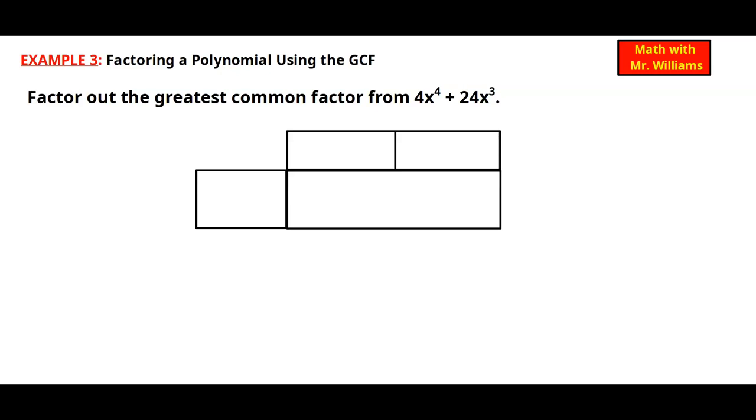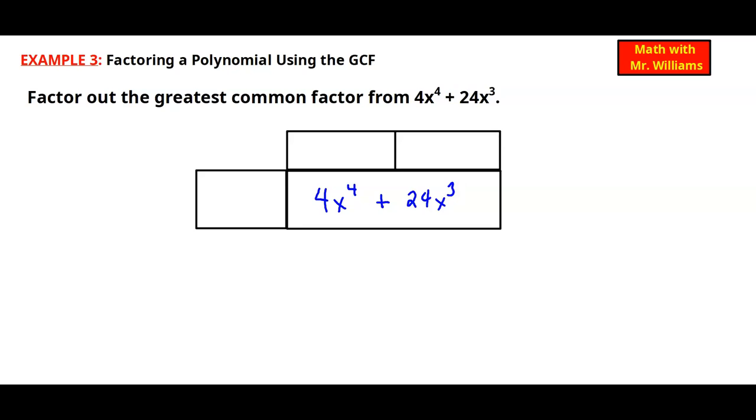Math with Mr. Williams. Example 3, factoring a polynomial using the greatest common factor. Factor out the greatest common factor from 4x to the 4th power plus 24x to the 3rd. So let's go ahead and write that down. Today we're going to practice using the area model.